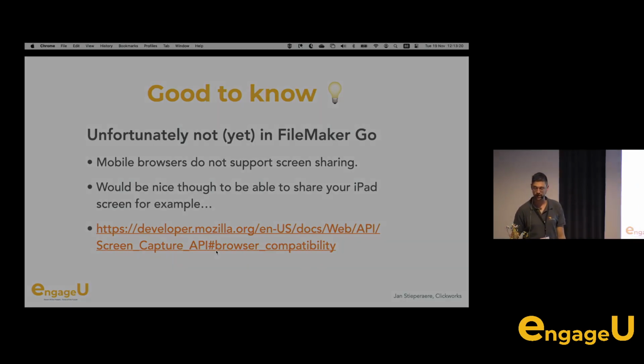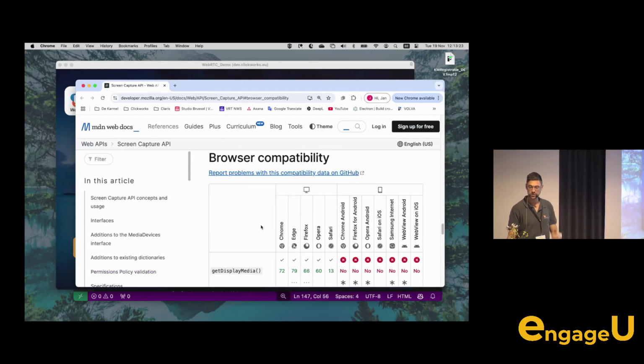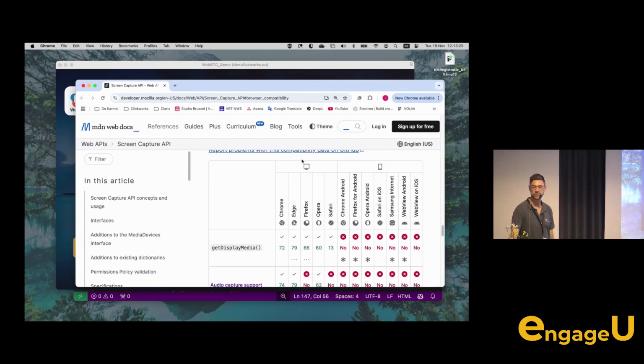So if we go to this web page, you'll see, on desktop, they all support this. This is about screen capturing, but you see the mobile browsers, none of them do. So screen capturing is not possible on mobile devices. The camera is, but not in FileMaker Go.